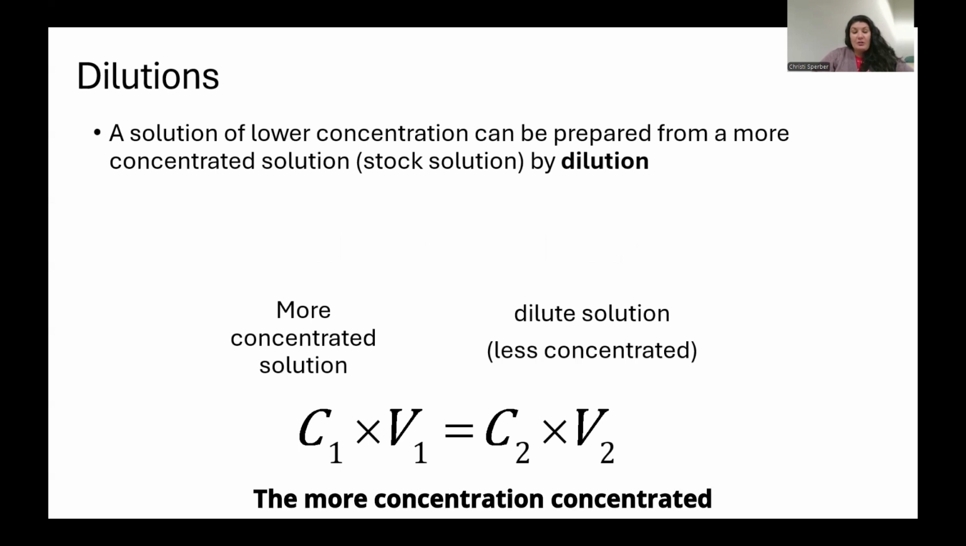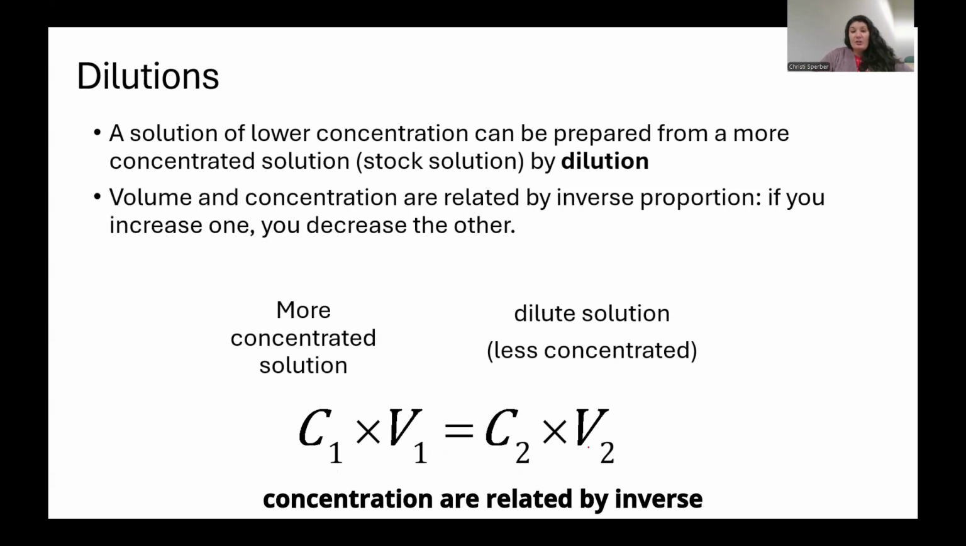The more concentrated solution is indicated on the left by the 1. So concentration of the first solution times the volume of the first solution is equal to the concentration of the second solution times the volume of the second solution. The second solution is the diluted solution, or the less concentrated solution. So C1 is going to be greater than C2.